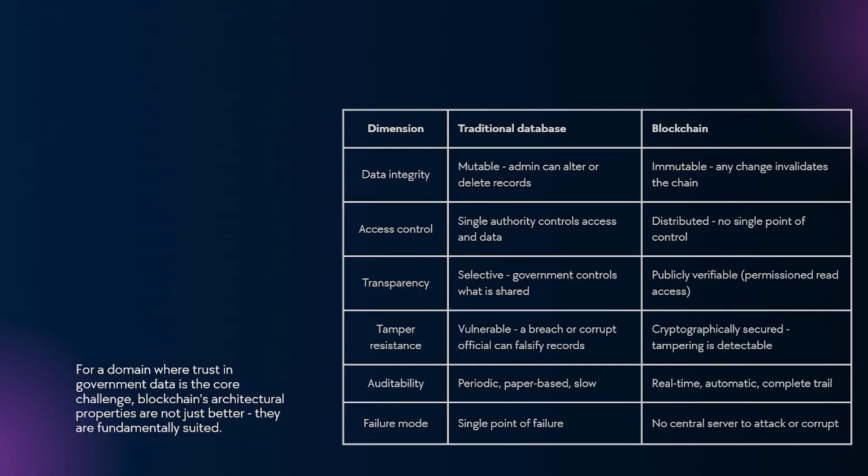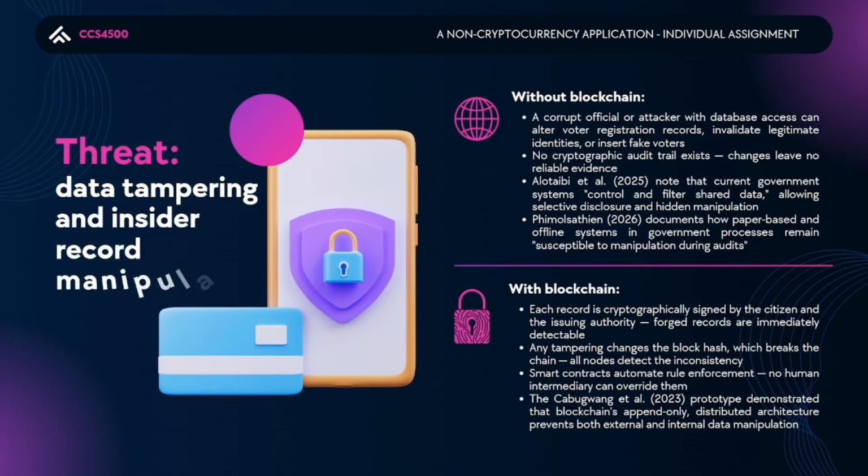And now moving on to the next slide. The primary threat that I want to address is data tampering by insiders, the corrupt officials or malicious actors who have legitimate access to a centralized government database. And without blockchain, this is remarkably easy to do and very hard to detect, as the database administrator can alter voter rolls, revoke a legitimate identity card, or maybe add fraudulent entries. And unless there is a separate independent audit system, which often does not exist, or maybe is itself controlled by the same authority, there is no reliable way to prove that tampering occurred.